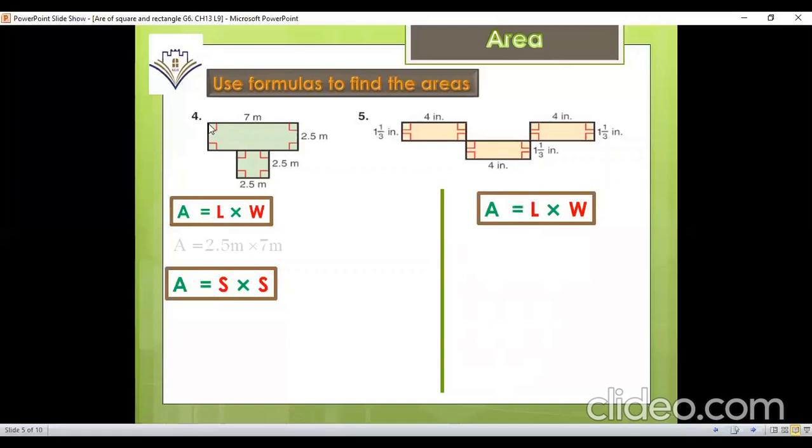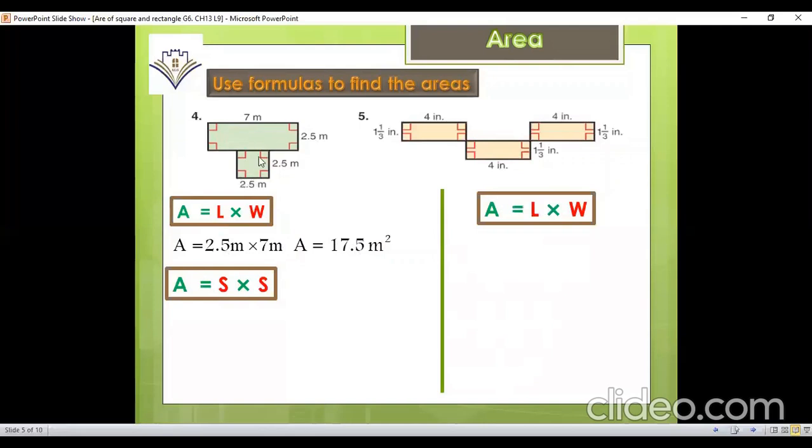Then 7 meter multiplied by 2.5 meter equals 17.5 meter square, or square meter. And the point goes after one decimal place, because we have only one decimal here. Then it's the area of the first part.